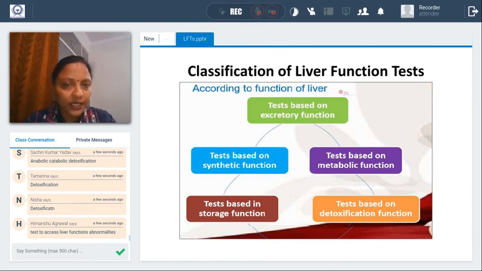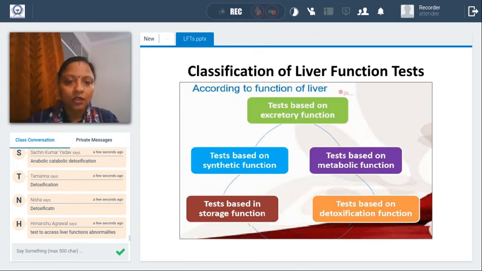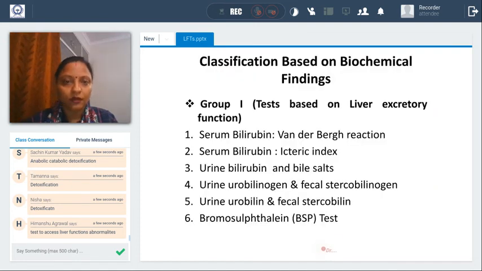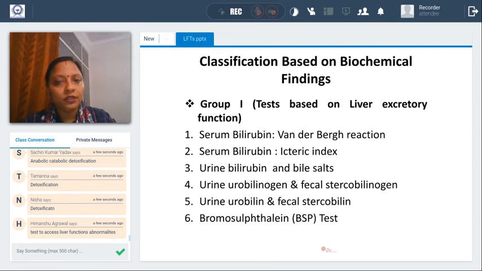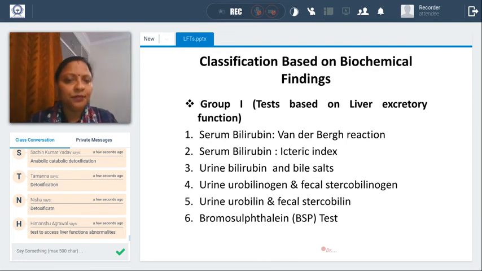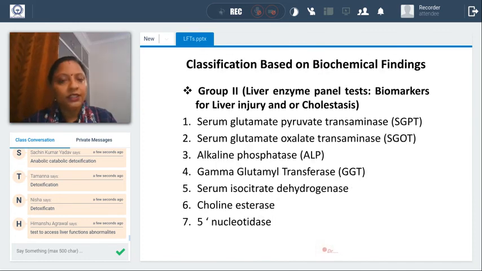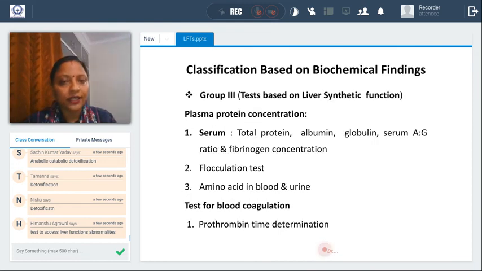This is the classification of liver function tests. Tests based on excretory function, tests based on synthetic function, all are based on the function of liver. These tests are important: the Van den Bergh reaction, Icterus index, and the excretory test, bromosulfophthalein test. These are the various enzymes: SGPT, SGOT, ALT, GGT, cholinesterase, 5-NT, and these are the tests based on plasma protein concentration and blood coagulation. Prothrombin time determination test is important.